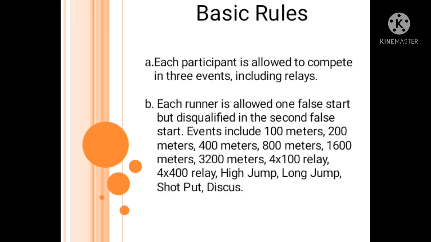Basic rules. Each participant is allowed to compete in 3 events including relays. Each runner is allowed 1 false start but is disqualified on the second false start. Events include 100 meters, 200 meters, 400 meters, 800 meters, 1,600 meters, 3,200 meters, 4x100 relay, 4x400 relay, high jump, long jump, shot put, and discus.